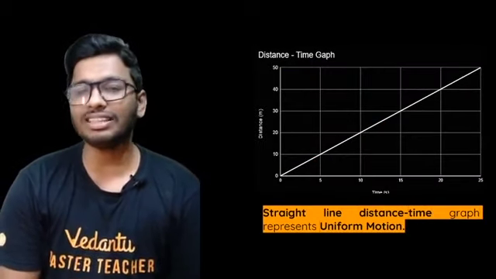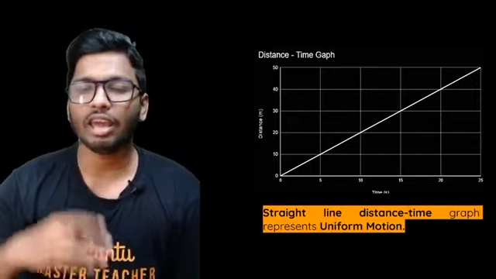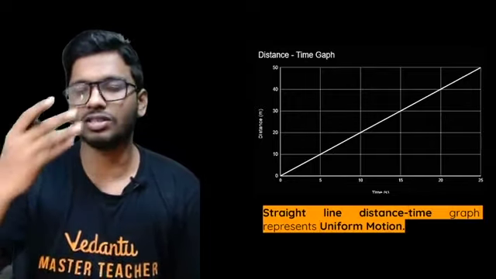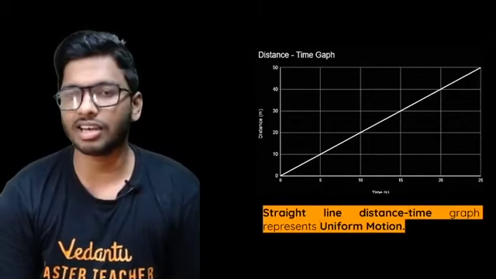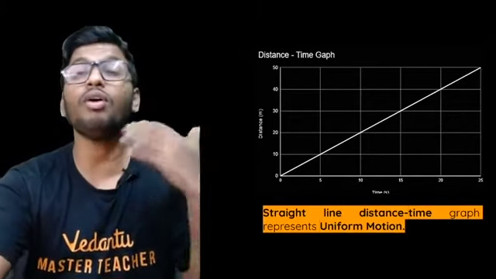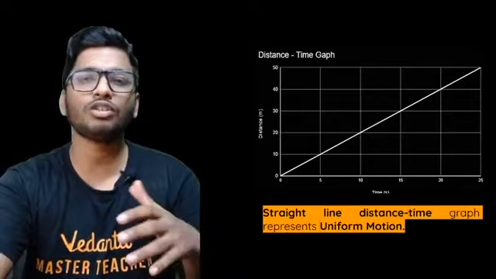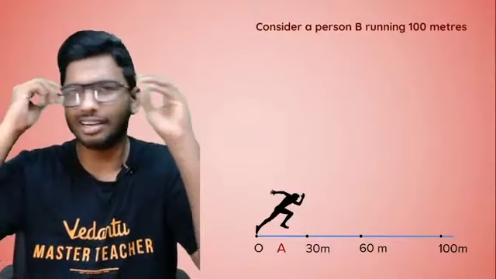Alright guys, so one thing that you have to understand is this. If it's a uniform motion, that is if the speed is constant, then you represent it as a straight line, a linear line in the distance time graph. If it's a non-uniform motion, then the graph is going to be curved. Like for example, let's take another example for that.